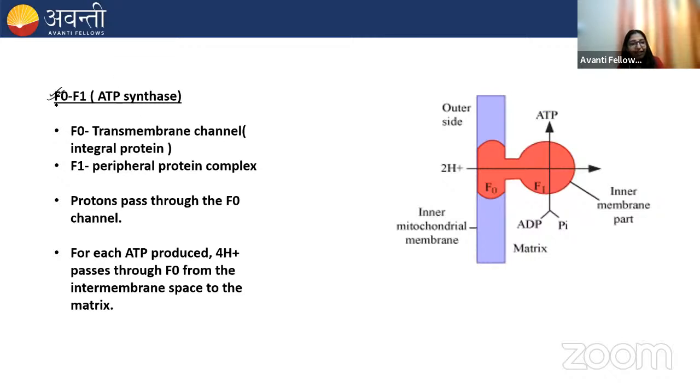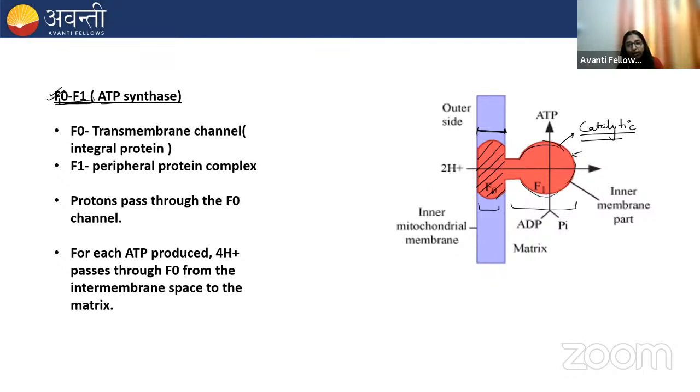Moving next is F0, F1 ATP synthase. We also call it complex 5. This is the transmembrane channel. It is embedded in the inner membrane of mitochondria. This one is the integral protein and this is the peripheral part. And this peripheral part protrudes out into the matrix. And this is the catalytic site of the enzyme. This has the catalytic activity, F1.